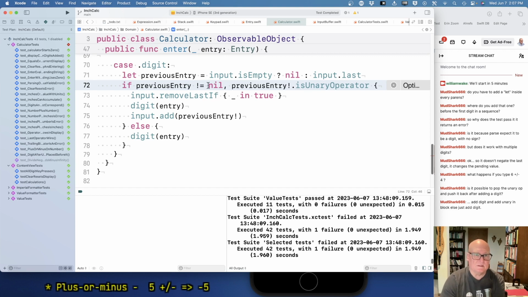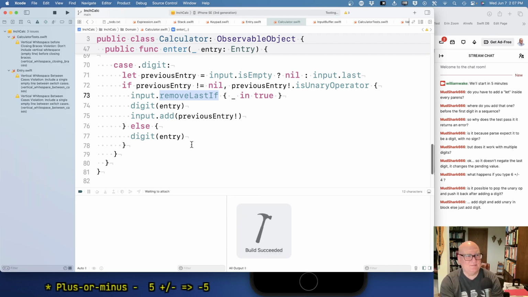Okay, if previous entry is not nil and it is a unary operator, then remove it, add the digit, and put that previous entry back in. Otherwise, the previous entry is either nil, meaning we're empty, or it's not a unary operator, then we're just going to push the digit. Ugh. Ugly, but I think it's right.